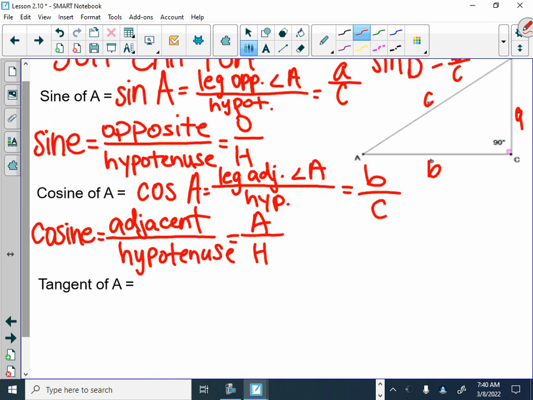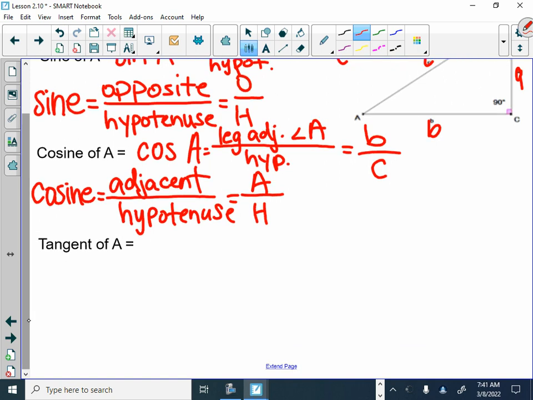Okay. And once again, just for practice, we'll do cosine of angle B. So looking at your picture, what leg of this triangle is adjacent to angle B?